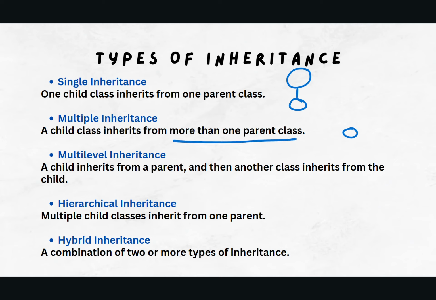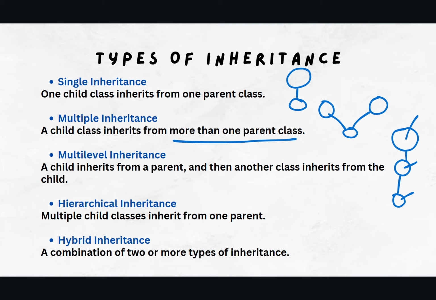Now in multiple inheritance, a child class inherits from more than one parent class. So if this is a child class, so it can have more than one parent class. That is multiple inheritance. Now what is multi-level inheritance? A child inherits from a parent and then another class inherits from the child. So if this is a parent, let's say this is one child A and then this is a child of A. So then this becomes the grandparent. You can call this as the father and this is the son. So that's how multi-level inheritance works.